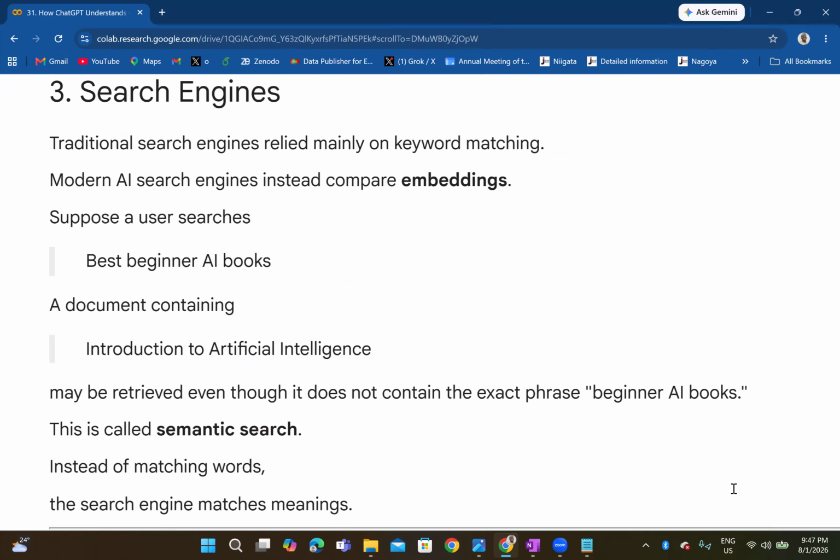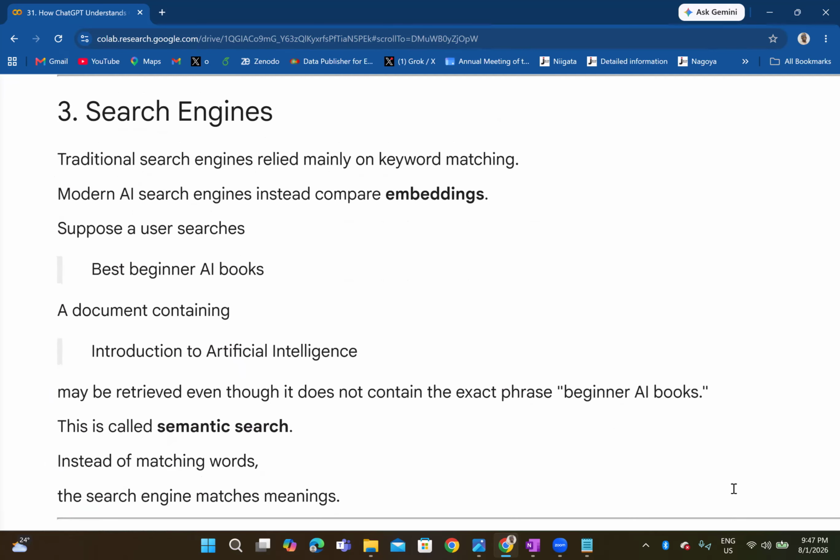Then we have search engines now. Traditional search engines relied mainly on keyword matching. Modern AI search engines will instead compare embeddings. Suppose a user searches best beginner AI books. A document containing introduction to artificial intelligence may be retrieved even though it does not contain the exact phrase beginner AI books. This is called semantic search. Instead of matching words, this search engine matches meanings.